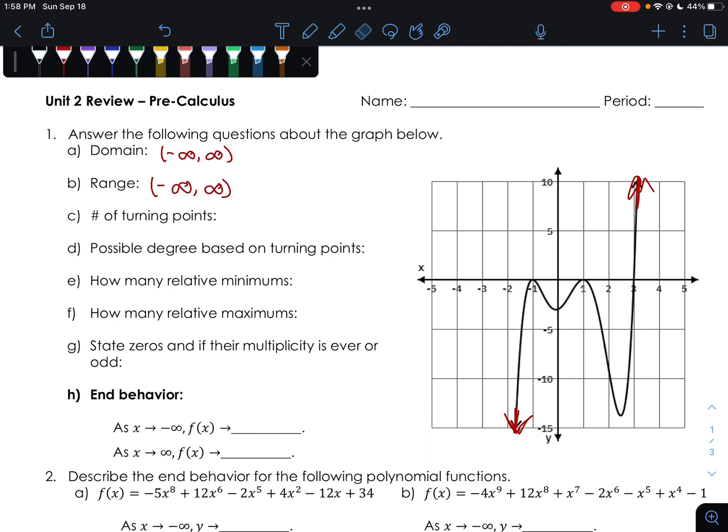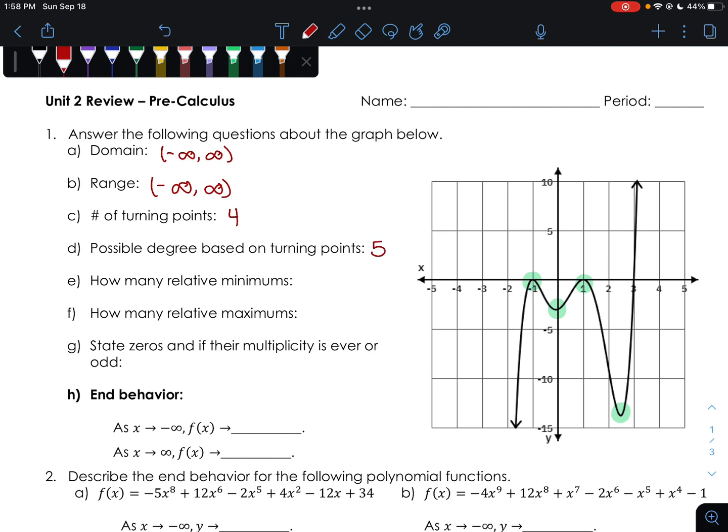The number of turning points, so that is counting the total number of maximums and minimums. So that would be 1, 2, 3, 4. So there are 4 turning points. The possible degree based on turning points, so remember we take the number of turning points and we add 1 to it to get a possible degree, which would be 5.